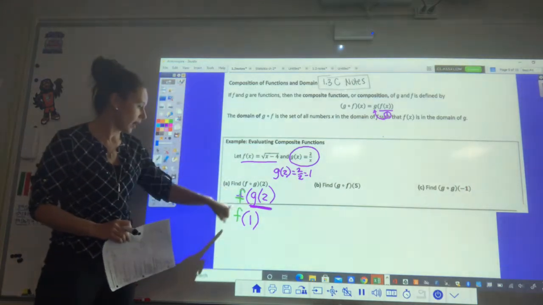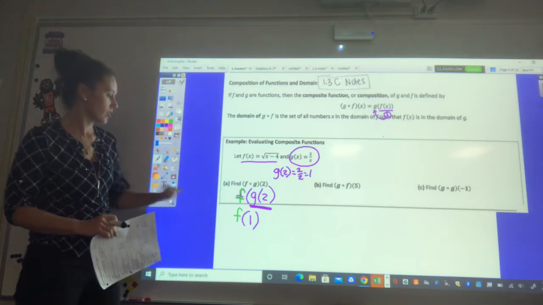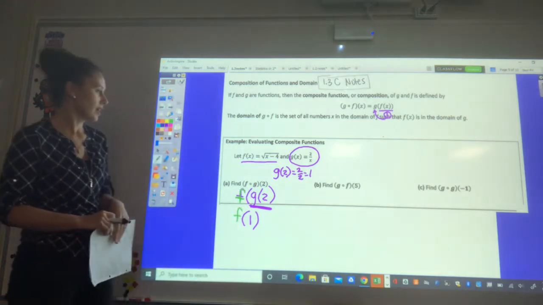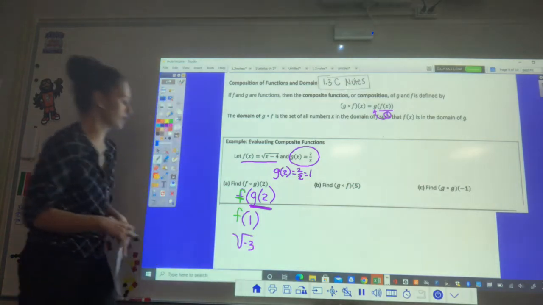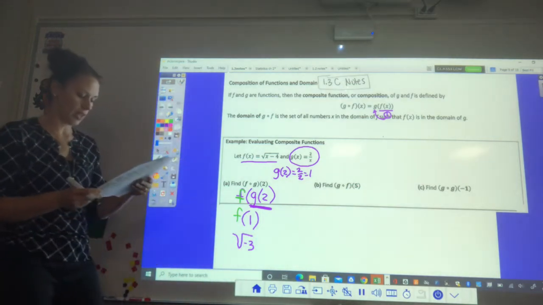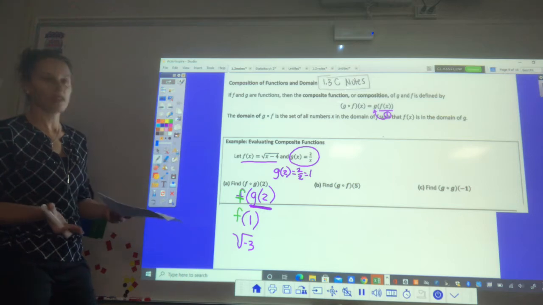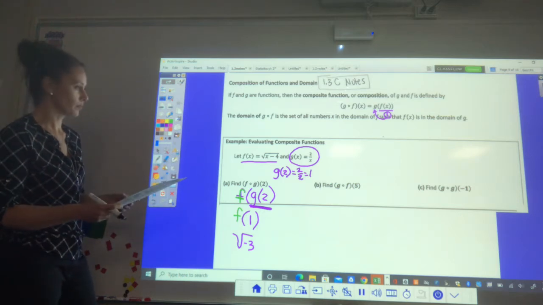And then now I'm going to do f of 1. So now I'm going to plug 1 into this f function, and that's going to be undefined because it's going to be the square root of -3, and you can write undefined if you want. I'm just out of room.